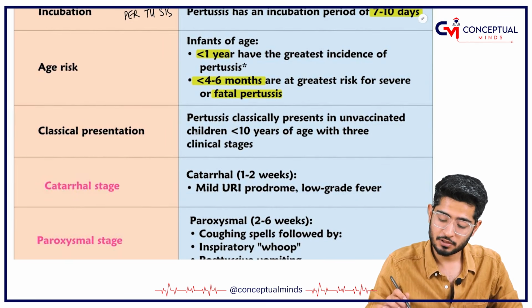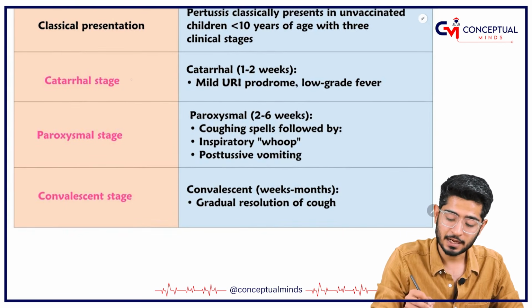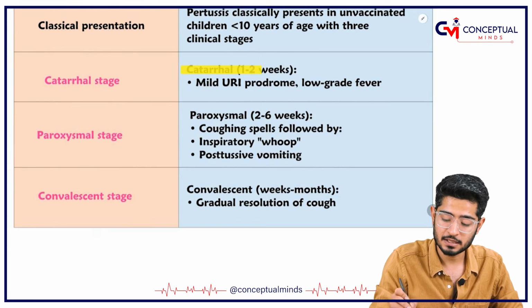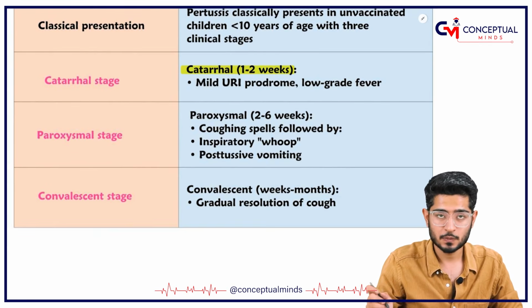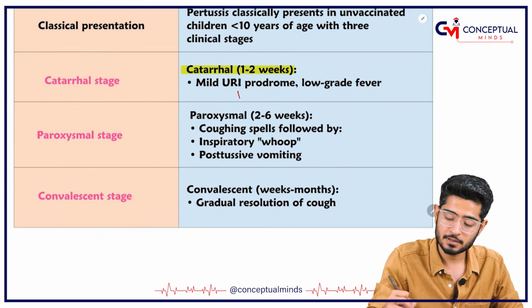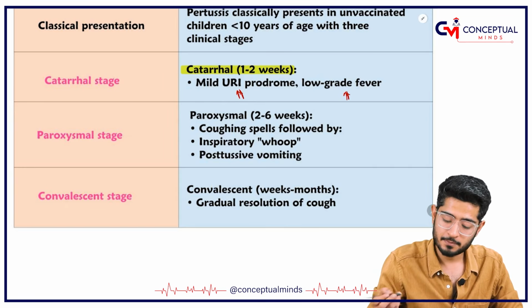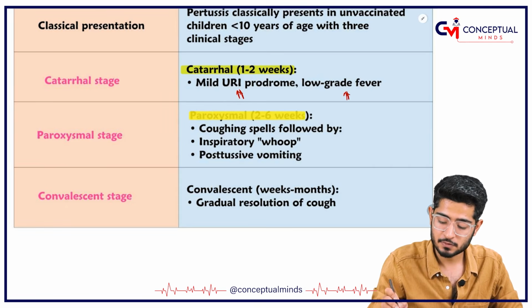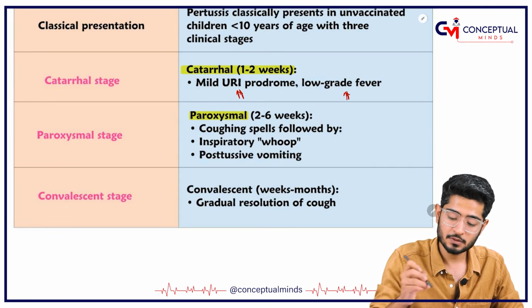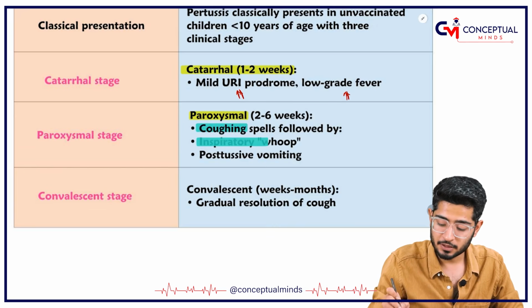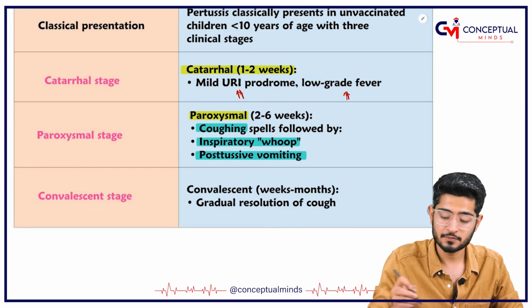These children are going to have 3 clinical stages. One is the catarrhal stage. The catarrhal stage is the initial 1 to 2 weeks. So what is going to be there? There will be upper respiratory infection, and of course low grade fever. Then comes the paroxysmal stage. The paroxysmal stage is going to have cough, inspiratory whoop, and post-tussive vomiting.